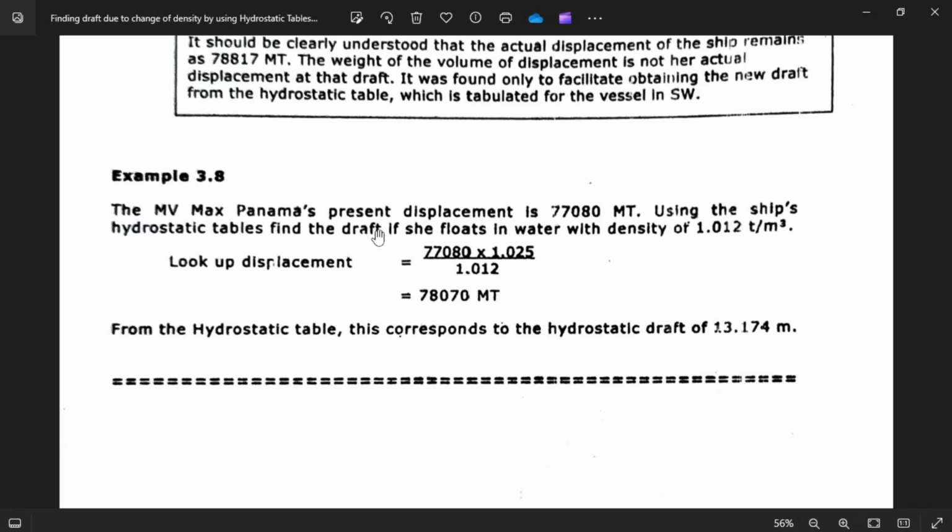MV Max Panama present displacement is 77080. Using the ship's hydrostatic table, find the draft if she floats in dock water at density 1.012.